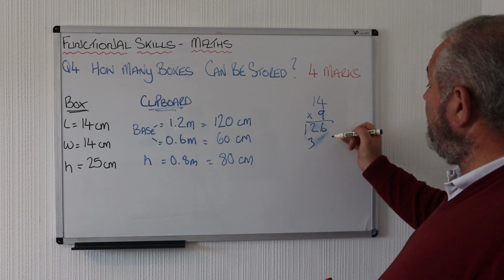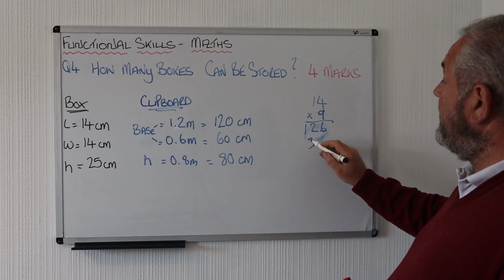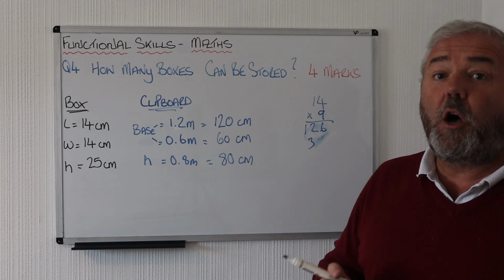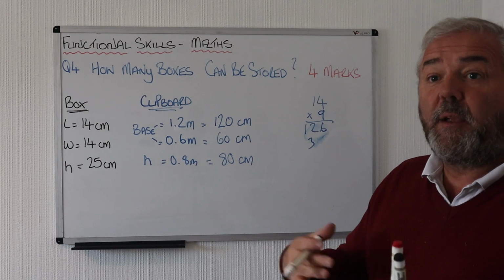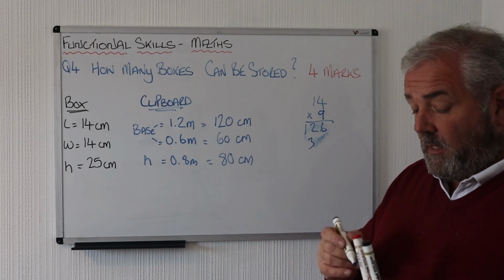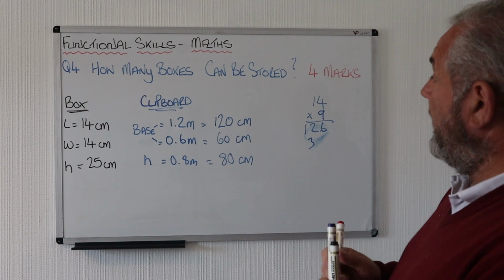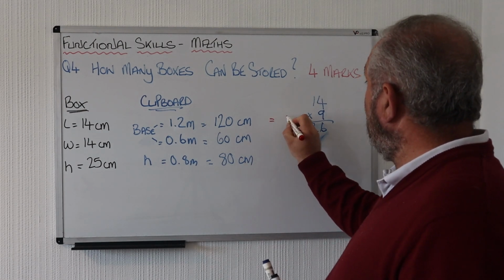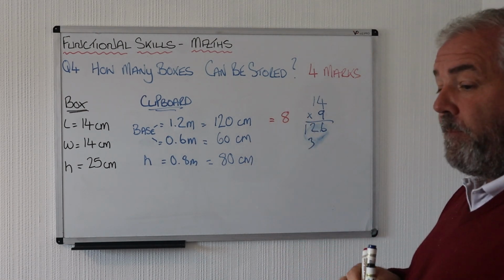And the reason for that is if we subtract 14 off it, it then gives me 112. You can't do something point. In this example, 8 points something is how many whole boxes. So now we know that I can fit 8 boxes along the length.